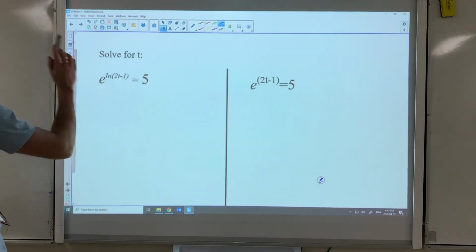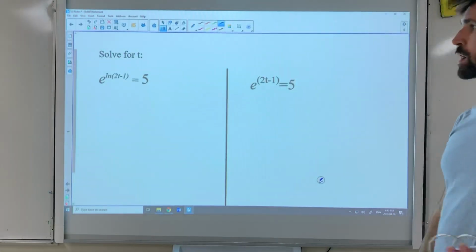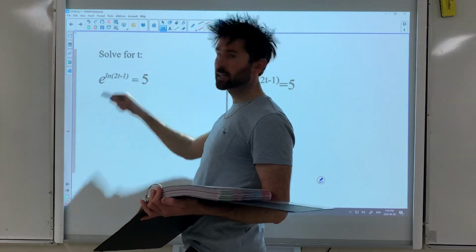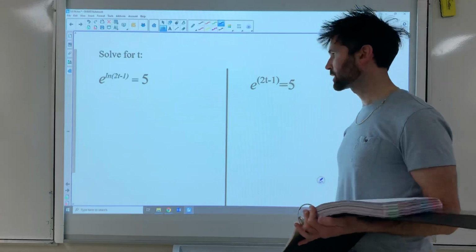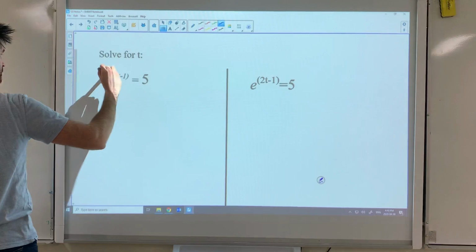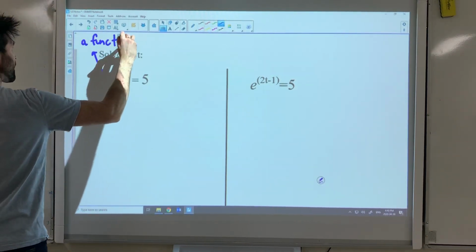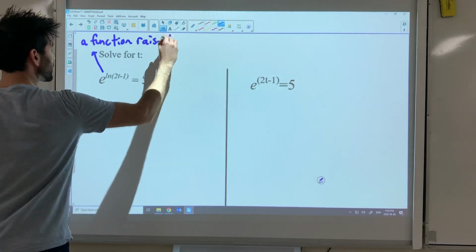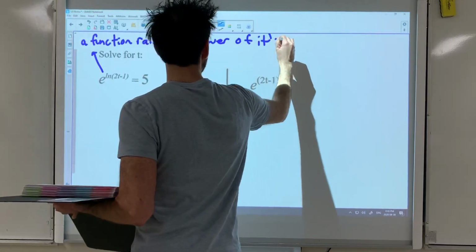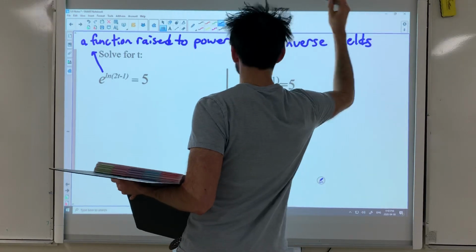Okay. Now, here's a place where we're going to use that special property that I was talking about before. So when you have a function raised to the power of its inverse, you're going to get the argument out. They're going to cancel. Okay? So that's what happens right here. You need to realize that. So if you need to write it again, a function raised to the power of its inverse yields the argument.